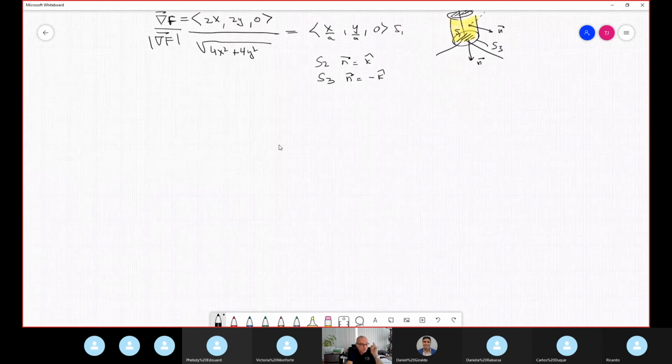Cylinder. Paraboloid, it's the last classical example, no? Paraboloid.